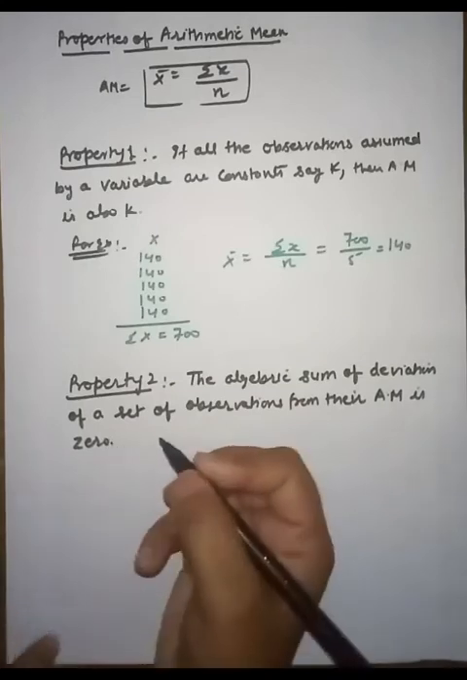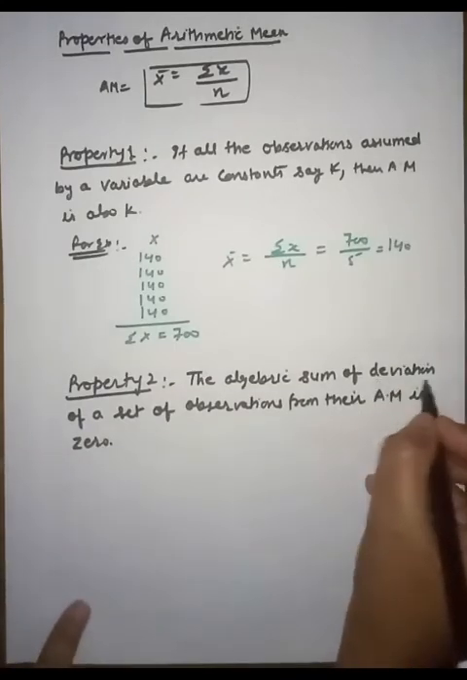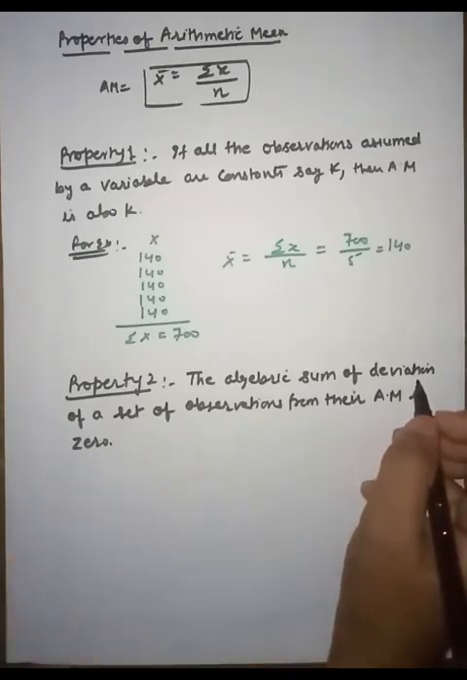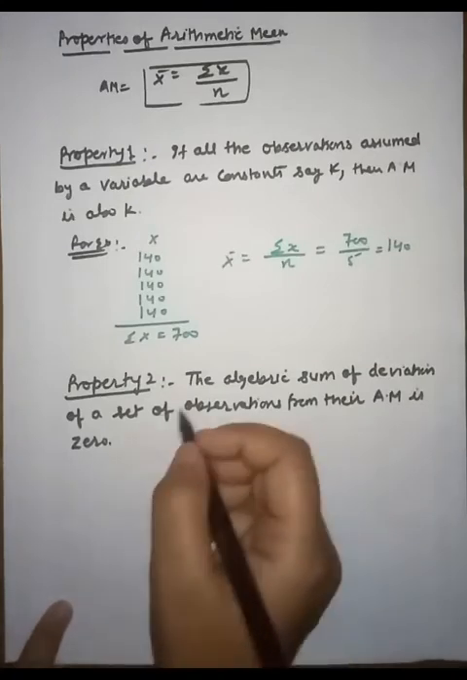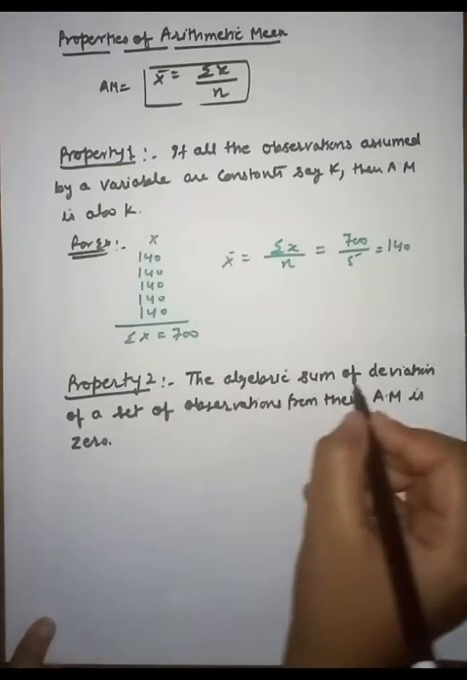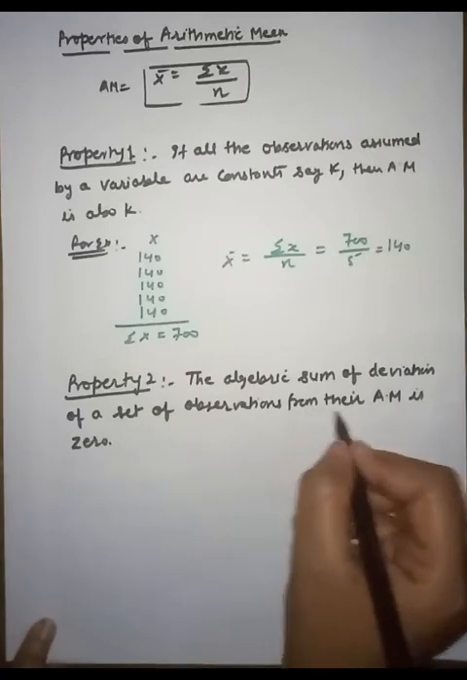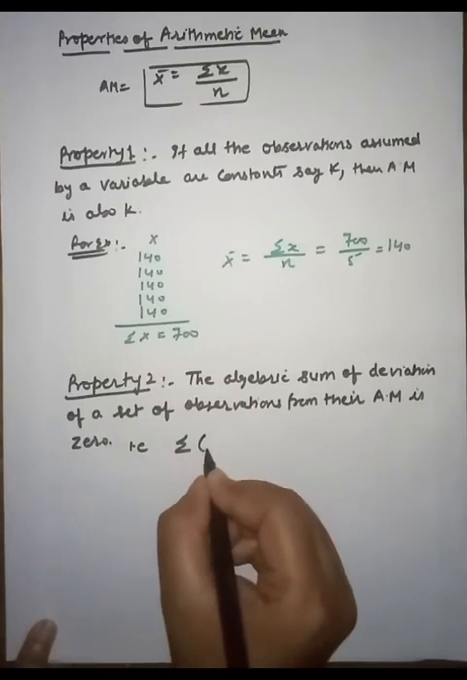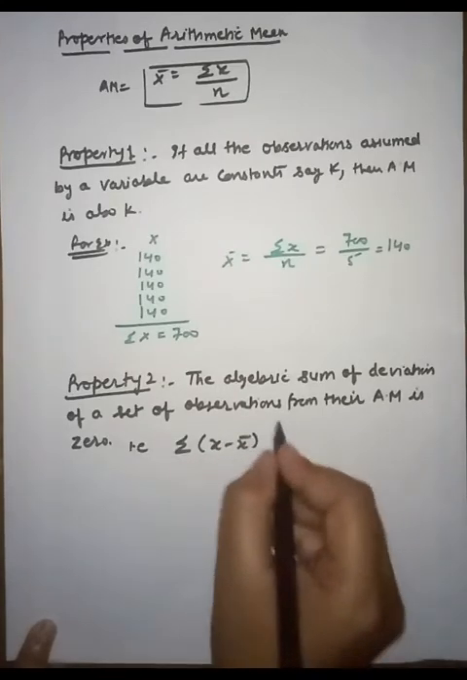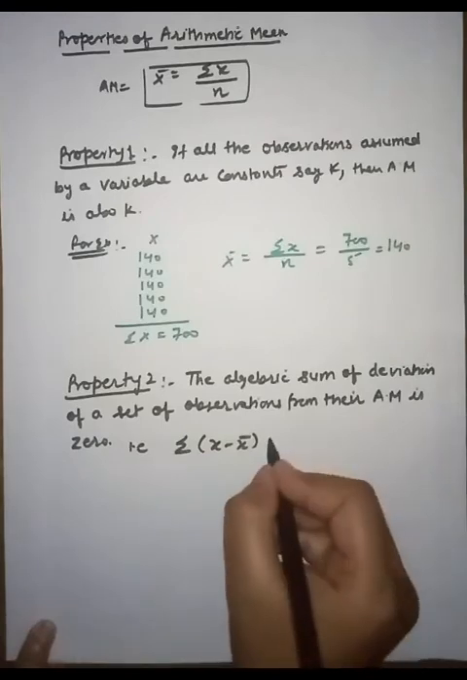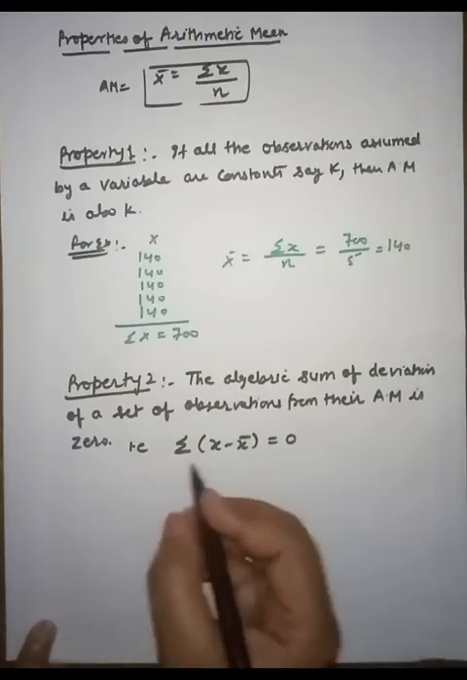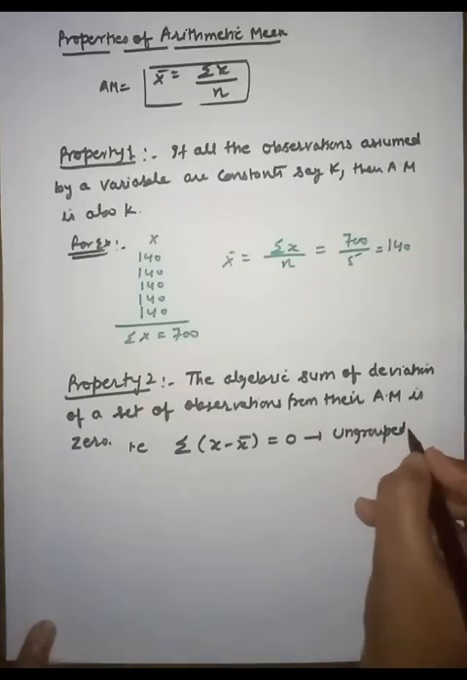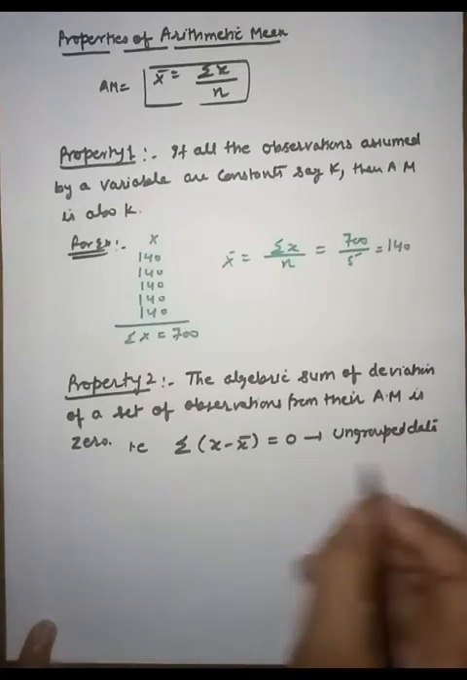Friends, you know the deviation. Deviation means when a particular number is subtracted from all the observations of the series, as you know. Now, the algebraic sum of deviations of a set of observations from their arithmetic mean is 0. That means summation of x minus x bar, the sum of all the deviations, is 0. This is for ungrouped data. Individual series belong to this, ungrouped data.